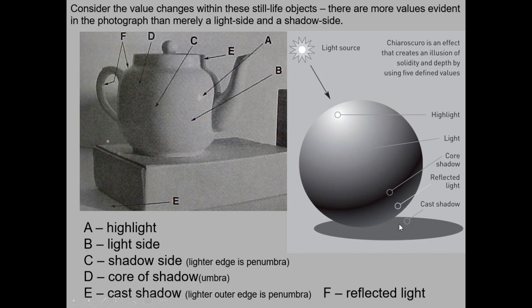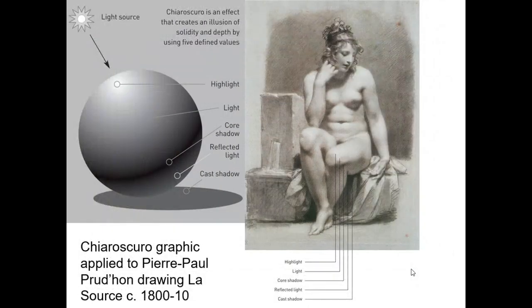You can see that here. The cast shadow will also have a penumbra at the outer edge where the shadow tends to fade a little bit. So you can see that really clearly in this example. Even though this drawing is done essentially with hatching and cross-hatching, it looks very solidly dimensional because the artist has paid attention to highlight. The light side, the shadow side has a core of shadow in it, some reflected light into that, and then the figure throws a cast shadow as well.